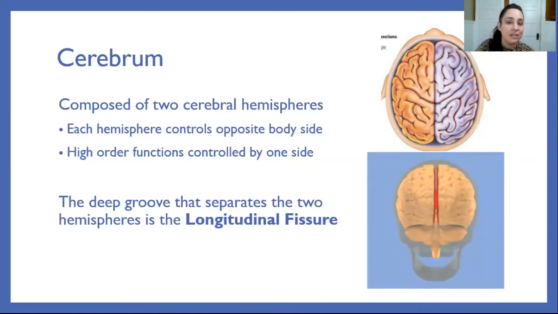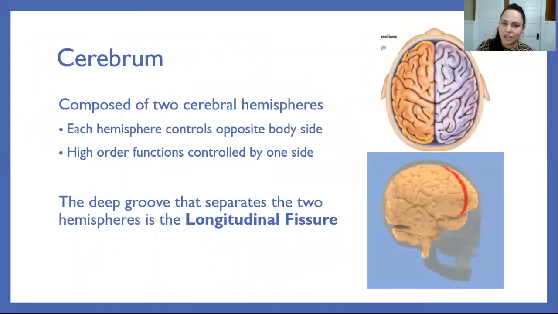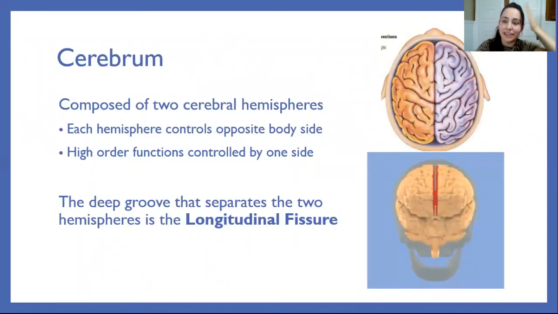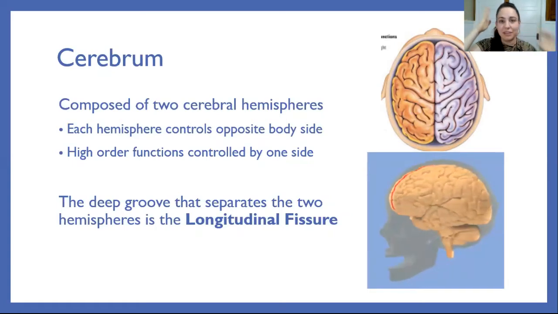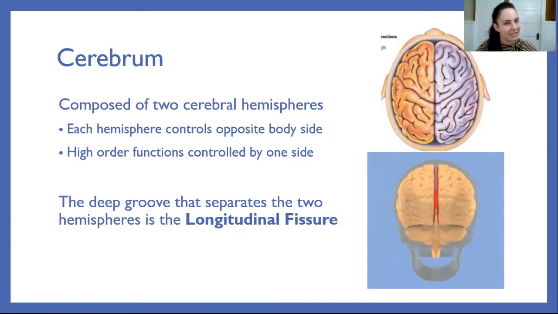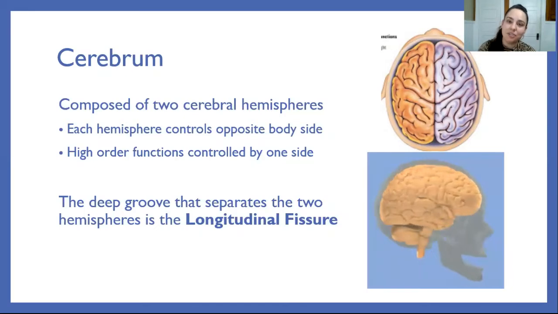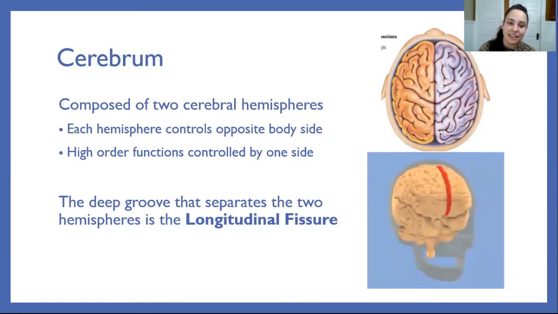It has two hemispheres, one on the left and one on the right. Now, the strange thing about these hemispheres is my left hemisphere controls the right side of my body, and my right hemisphere controls the left side of my body. A little strange, there's a crossing that occurs. Now, your higher order functions are going to be controlled by one of these sides.